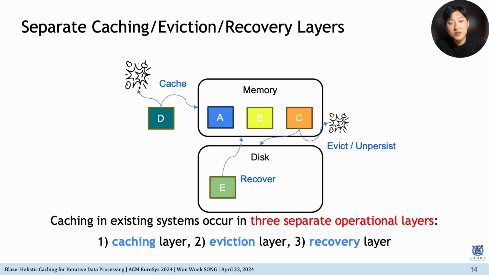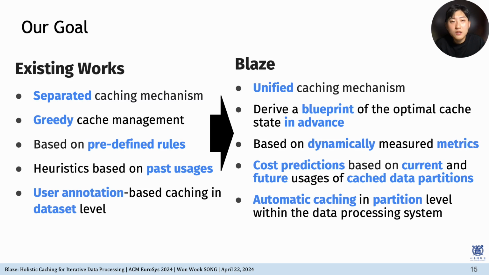In the meanwhile, conventionally, the caching, eviction, and recovery layers within these distributed data processing systems are separately designed and work independently according to some predefined user annotations and configurations, and are triggered by a certain condition, all working in an agnostic manner. We figured out that this fundamental design of these independent layers is the root cause of various limitations. To overcome this situation, instead of thinking about caching, eviction, and recovery separately, we aim to provide a unified caching mechanism that can derive a blueprint of the optimal cache state before taking action. We aim to take such actions based on dynamic measurements of system metrics and predictions of the potential costs for the different partitions of intermediate data to automatically manage the constrained memory space on a system level.